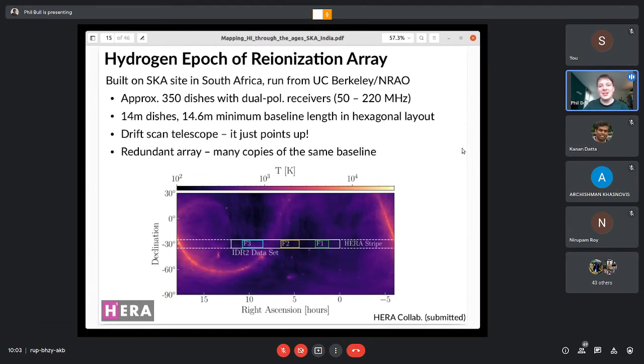Obviously, you'd rather be somewhere where there isn't much galaxy, because that's one of your brightest contaminants, but you also want to be somewhere near a calibration source so you can do your absolute calibration. I'm not going to talk about that too much, but please ask me if you want more details.